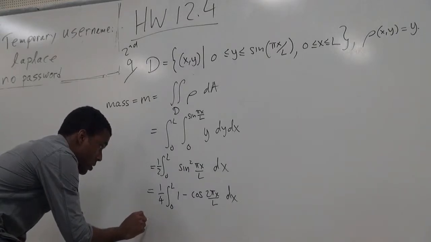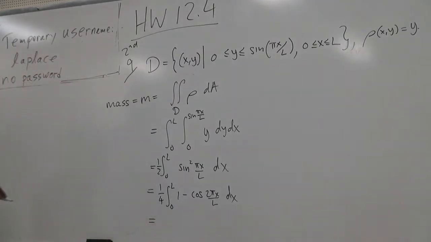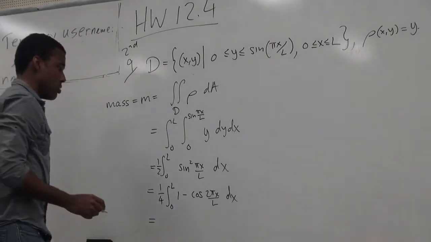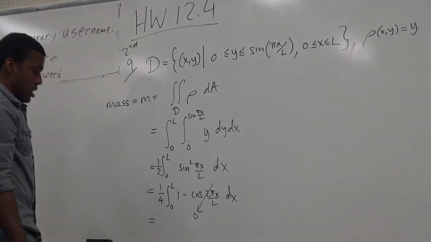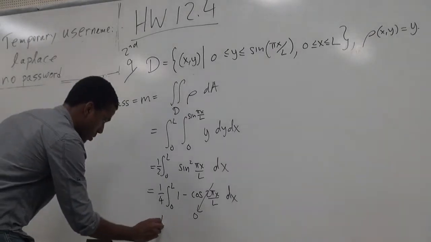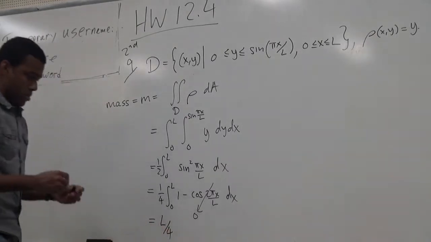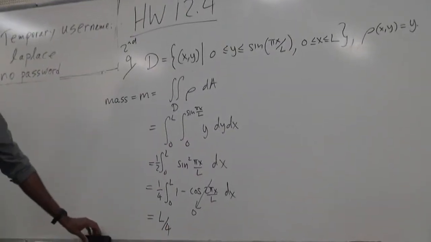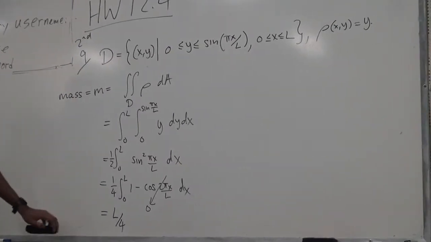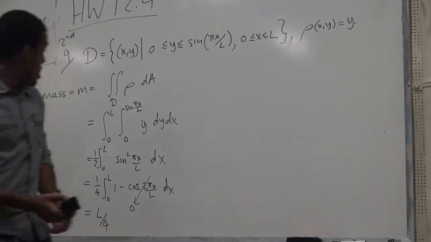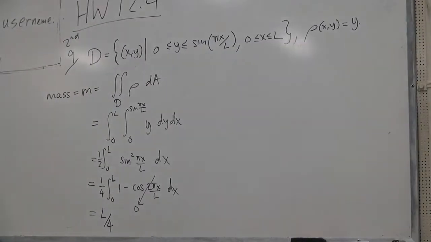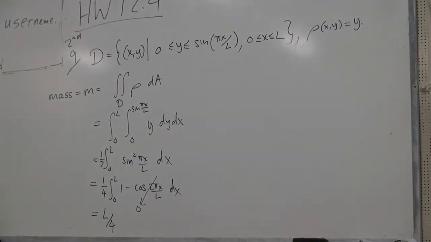The period of this is actually L, so the cosine term is actually going to give you 0, so you don't have to worry about it. And so this would just give you L over 4. So that was the mass, L over 4. Whatever L happens to be, divide that by 4, you get the mass. So how do we find the centroid?